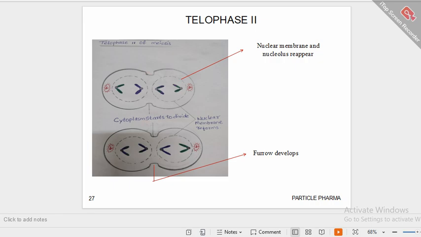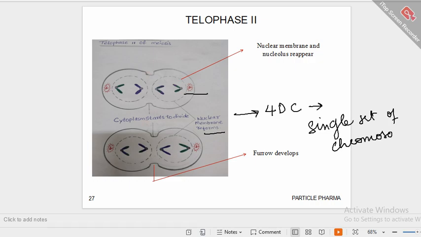In telophase 2, there will be a formation of the nuclear membrane and the spindle fibers will get dissolved. The nuclear membrane forms and covers the chromosomes so that each individual cell gets the correct number of chromosomes, and there will be a formation of a furrow so that cells get divided, and from that point the cytoplasm will start to divide. It leads to the formation of four daughter cells, and each should contain a single set of chromosomes. A single set of chromosomes can be visible in each cell.